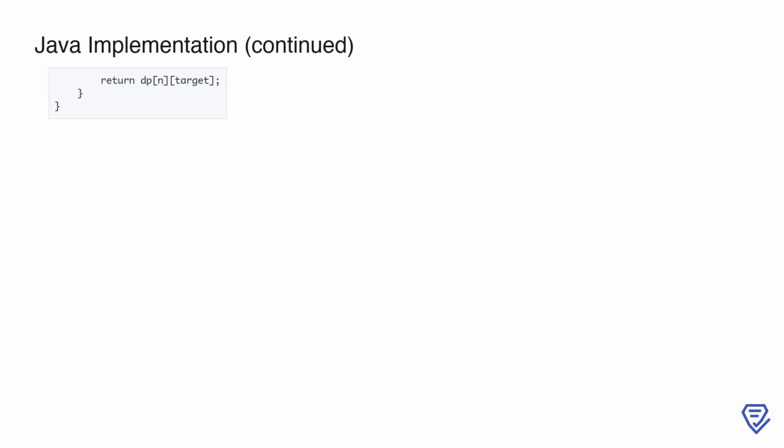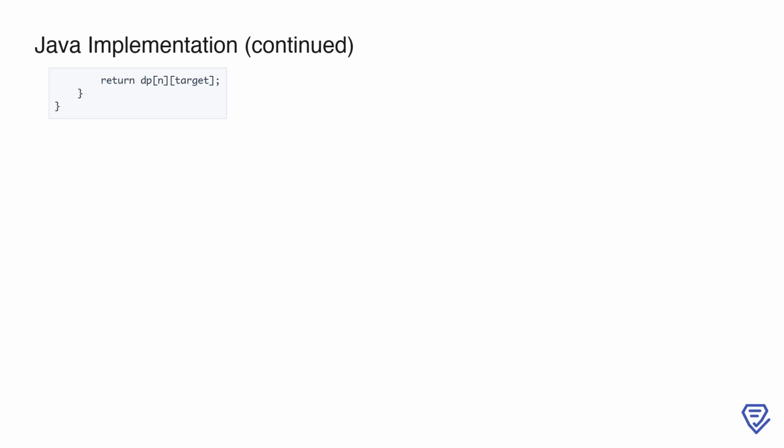Finally, after filling the DP table, the result is found at DP[n][target], which represents the probability of getting exactly the target number of heads after tossing all the coins. This value is returned as the final result of the function. By breaking the problem into smaller subproblems and using dynamic programming, this implementation efficiently calculates the desired probability while avoiding redundant computations.